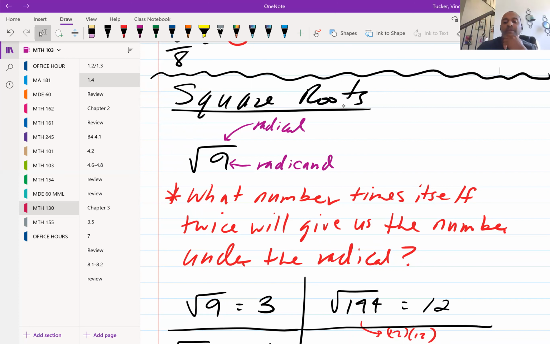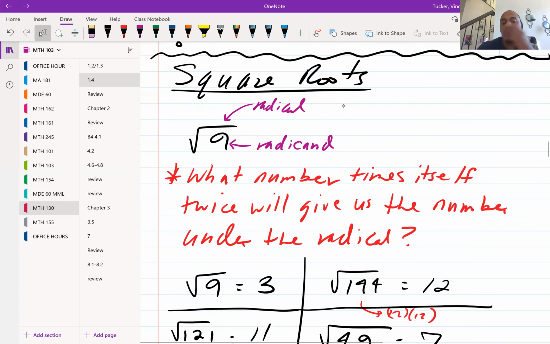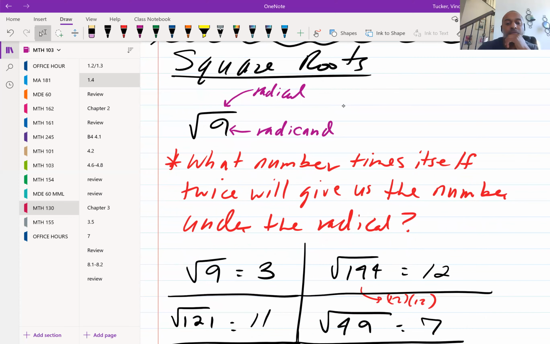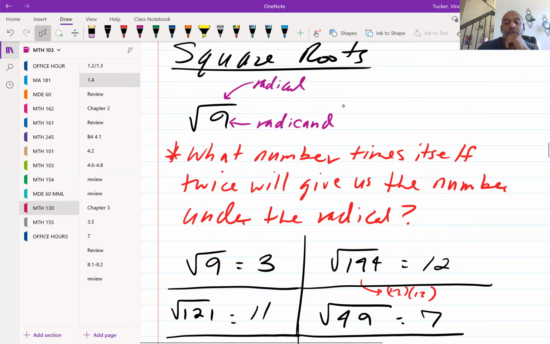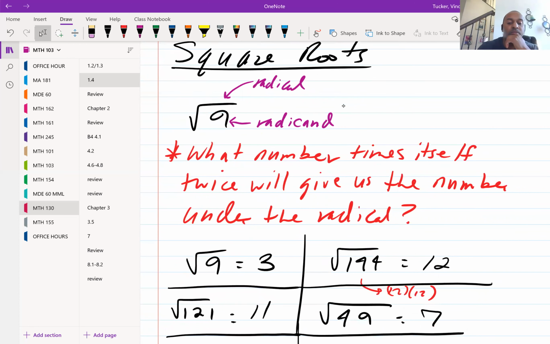All right. So square root of 144 is 12, because 12 times 12 gives me 144. Square root of 121 is 11. Square root of 49 is 7. 7 times 7 gives me 49. So now when it comes to square roots, there's no magical way of figuring it out. You either know your times tables or you don't. That's really pretty much what that leans on, knowing your times tables. Other than that, throwing it in the calculator, so really that's all it is when it comes to square roots.